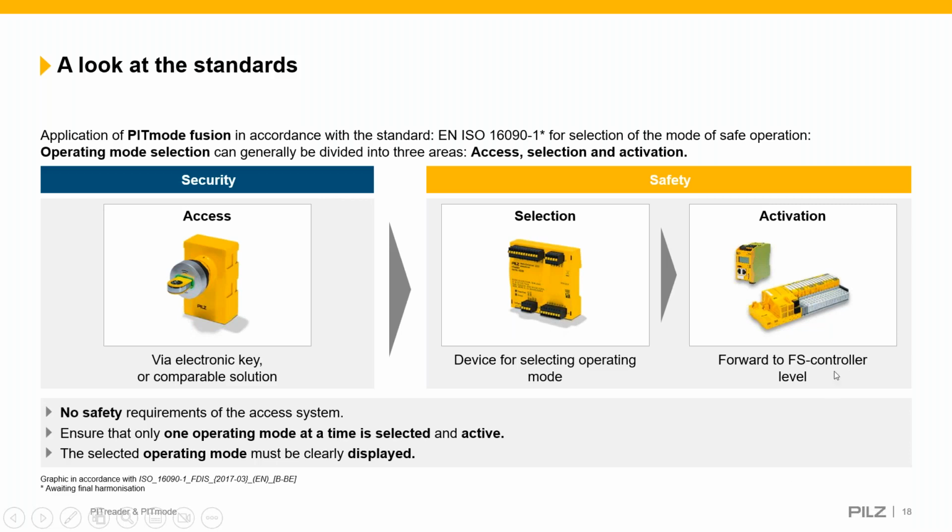And then we have the activation, which is forwarded to a functionally safe controller, again, either Pilz or a third party. So there is no safety requirement for access systems. It ensures that only one operating mode at a time is selected and activated, and the selected operating mode must be clearly displayed. That's what it states within the standard.